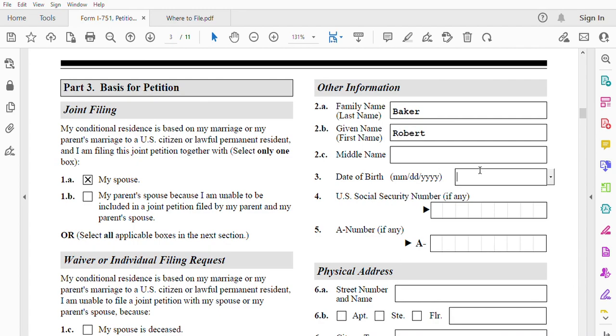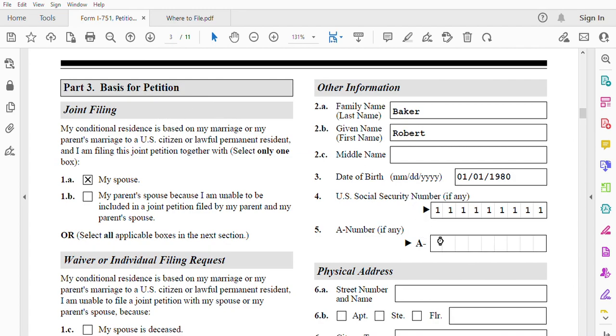Date of birth is 1/1/1980. Social Security is 1111. This is a fake one. This is a U.S. citizen, by the way, that's the spouse of the petitioner in this form.